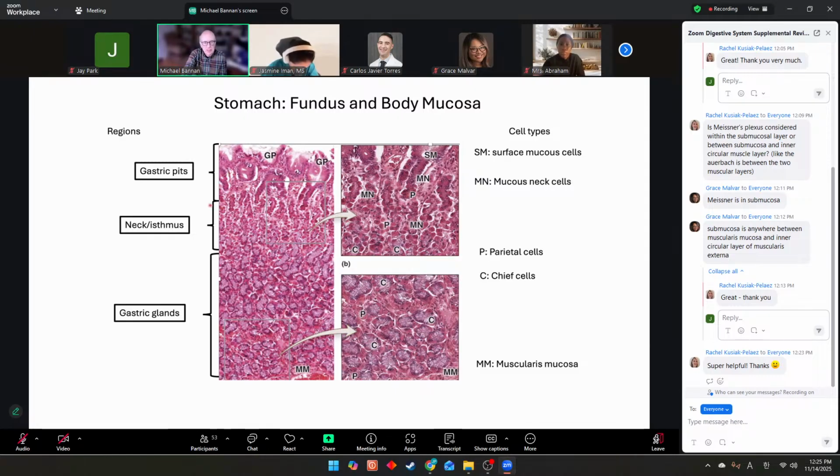The next region down is referred to as the neck or the isthmus region of the mucosa, right? And then the deepest region is, I think confusingly, referred to as the gastric glands.